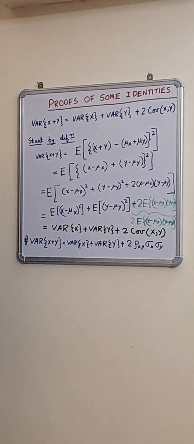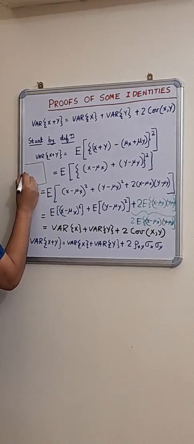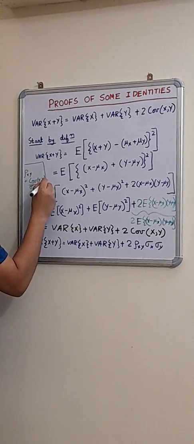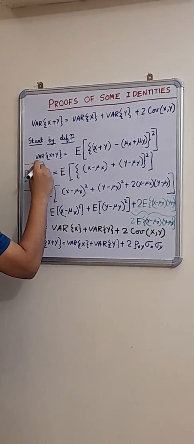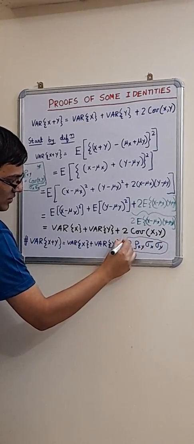Now why is that? Apply the definition of rho xy. What is rho xy? I'll just draw a side note. Rho xy is equal to covariance of x y divided by sigma x sigma y, right? If you remember the formula, apply that here. So that is a corollary.